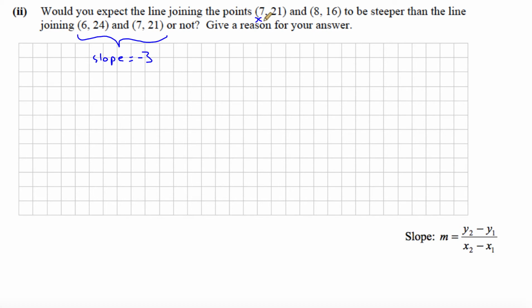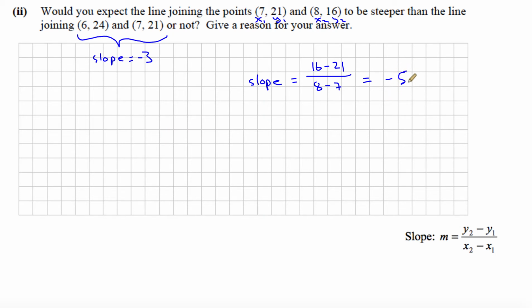So this time we'll call this point x1, y1, and this point here x2, y2. We're going to use the same formula then, again from the tables book. So the slope is equal to y2 minus y1, so that's 16 minus 21 over 8 minus 7. So that gives us a value of -5 on the calculator.